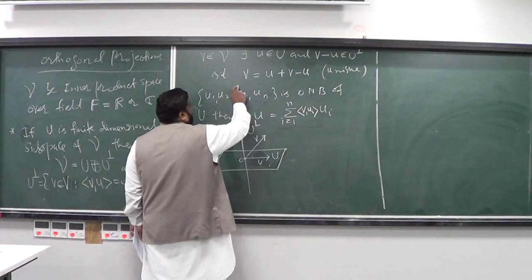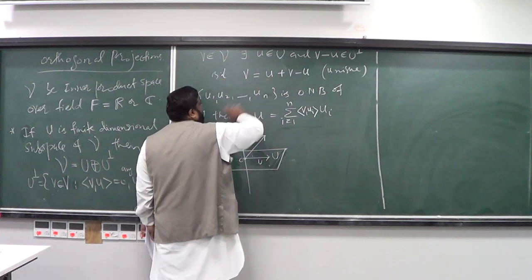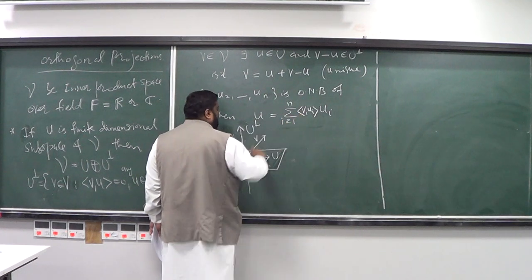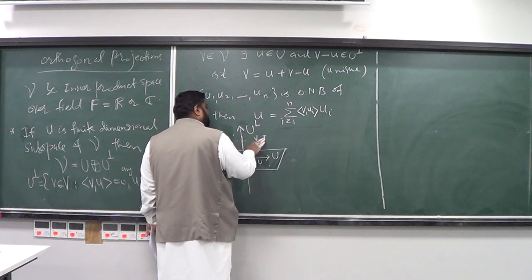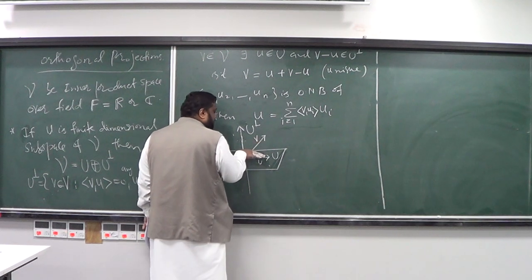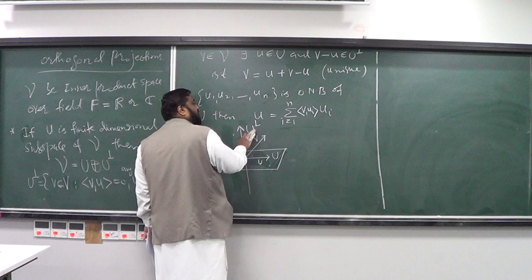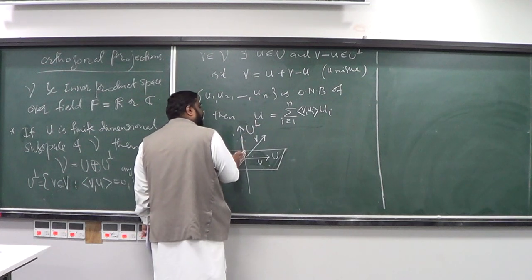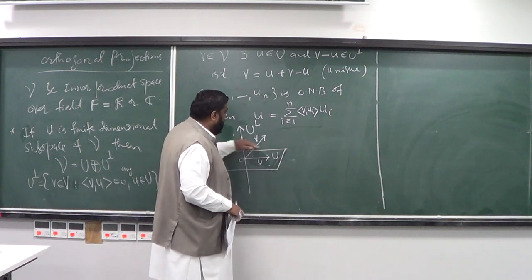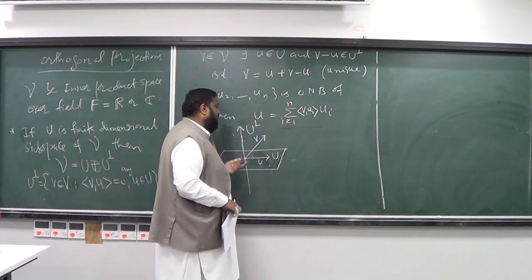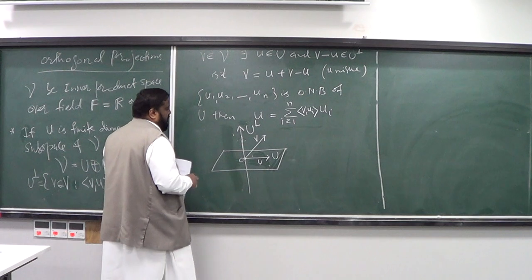So for a given vector V, you can treat this U, which has this recipe, as the shadow, or the projection, of this arbitrary vector V. No matter what vector you take, all of these vectors are going to have a shadow, a projection in the subspace U, where U is finite dimensional.